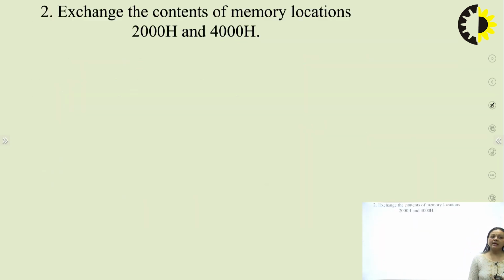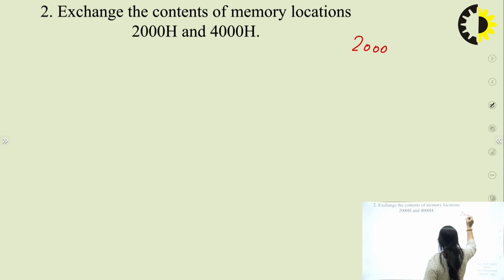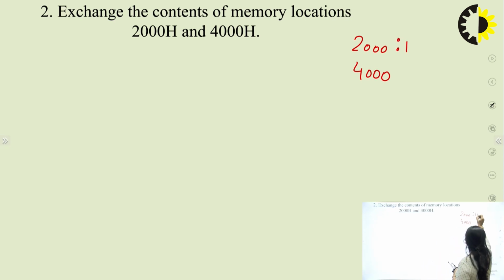Next, we can take the example of exchanging the contents of memory locations 2000 and 4000. So I have two addresses, 2000 and 4000, and some numbers at them. The question says you have to exchange the contents. For example, 17 is present at location 2000 and 23 is present at location 4000H. So I have to exchange both contents.